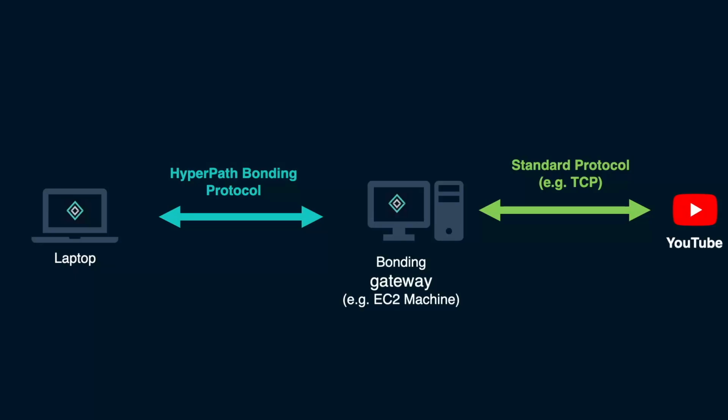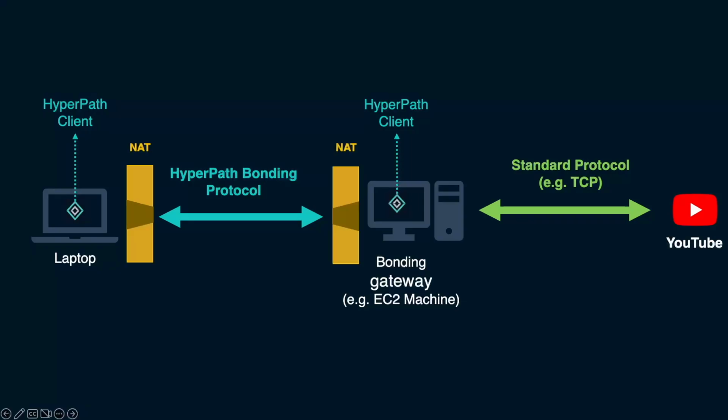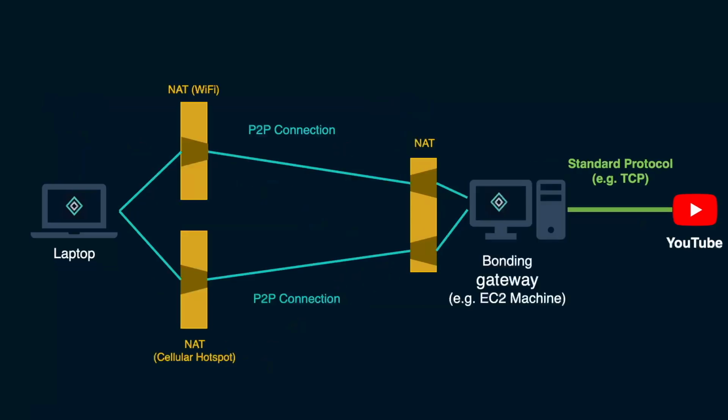For this to work, it's required that your local device, in this case a laptop, as well as the bonding gateway, both have the HyperPath client installed and configured correctly. However, unlike a traditional VPN gateway, the bonding gateway does not need a public IP address, since HyperPath will establish a peer-to-peer connection between the gateway and the client using NAT traversal. This makes it possible for any device to act as a bonding gateway, regardless of whether or not it has a public IP.